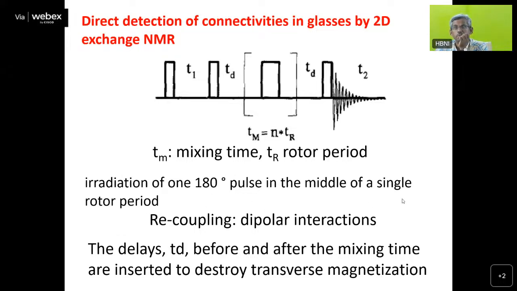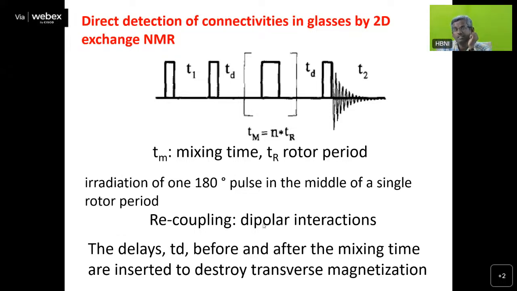We irradiate a 180-degree pulse in the middle of a single rotor period. So what does it do? Because you are doing magic angle spinning, the dipole-dipole interactions get averaged out. We say it is getting cancelled, it is getting decoupled. But by using the 180-degree pulse, we can recouple this dipole-dipole interaction.